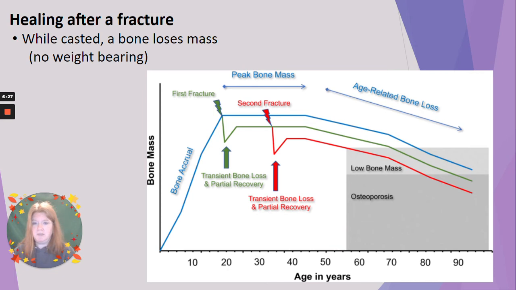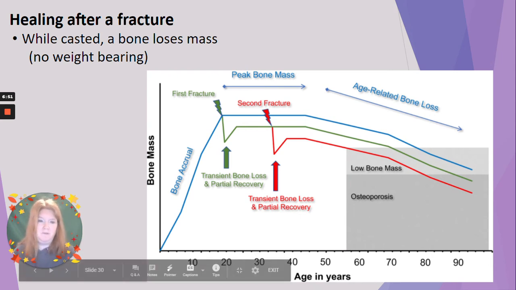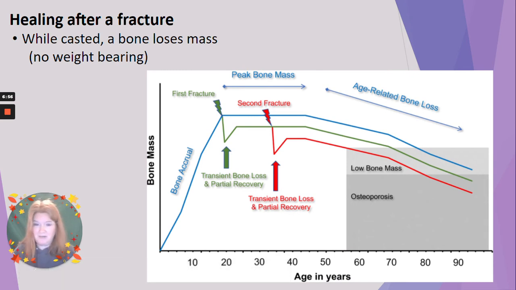So how do fractures heal? Okay, so while casted and while immobile, your bone loses mass. All right, so your bone mass is going to decrease temporarily when you have a fracture, and then it's going to go back up. It may not go back up to what it was before, but it's going to increase back up. And every time you have a fracture, you're going to go through that same process. But if you notice, as you get older, in general, your bone mass just starts to decrease. And if you've had a previous fracture, okay, you may have less bone mass, especially around that area.